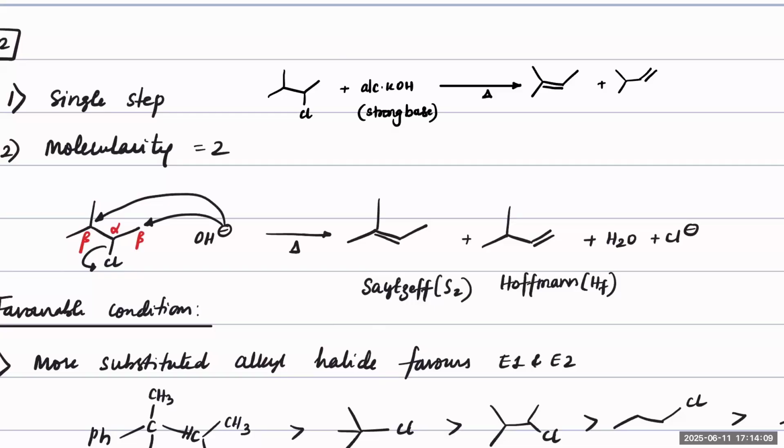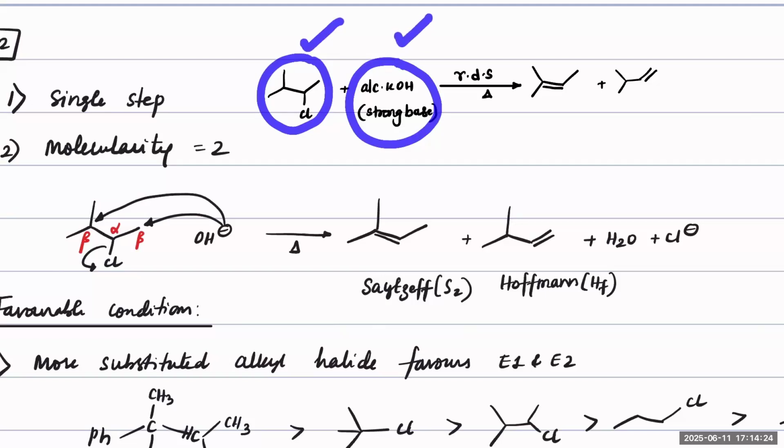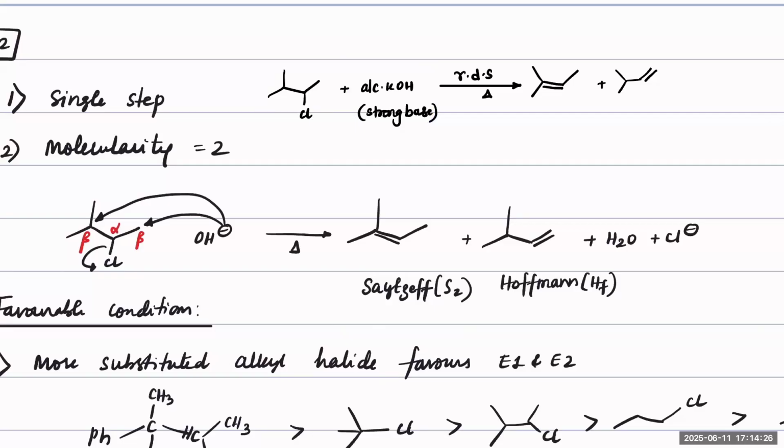Now since it is only happening in one step, this will become the rate determining step as well. And in this one step, if you notice, it is dependent on two reactants. One is a substrate, the other one is a reagent. And in a slow step, the number of molecules involved is termed as molecularity. So the molecularity in this case is 2. It is a single step reaction and the molecularity is 2.